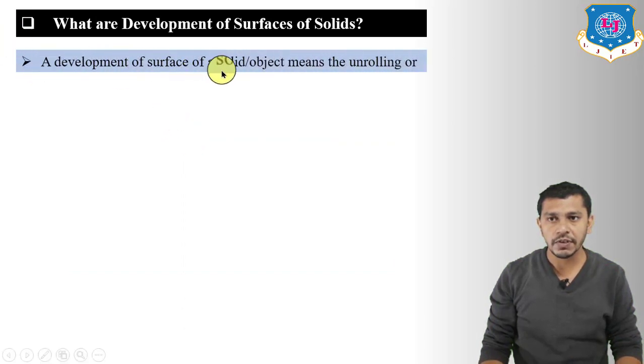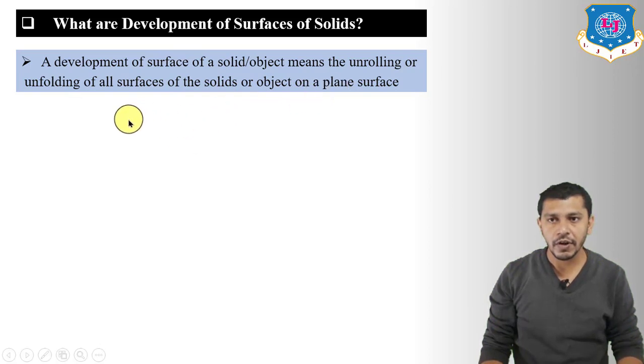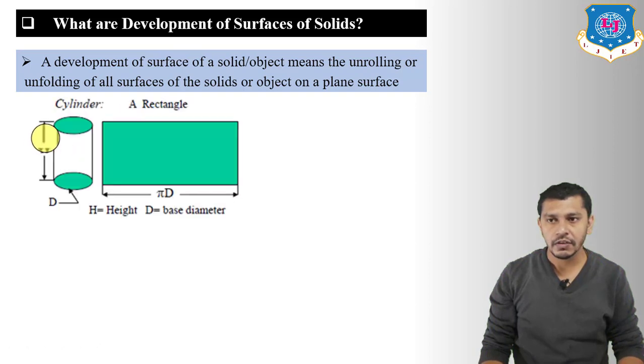So development of surface of the solid or object means the unfolding or unrolling of all surfaces of the solids or object on a plane surface. So now let us see the development of these surfaces of different solids. So first is cylinder. So if we unfold the surface of the cylinder, it will be a rectangle having length equal to pi d, which will be equal to the circumference of the base circle or top face circle, and width will be equal to the height of the cylinder.